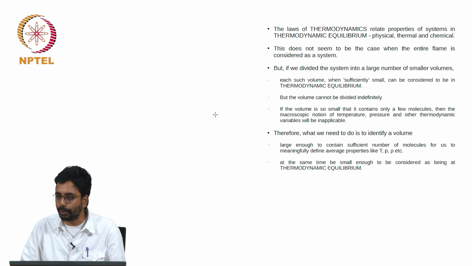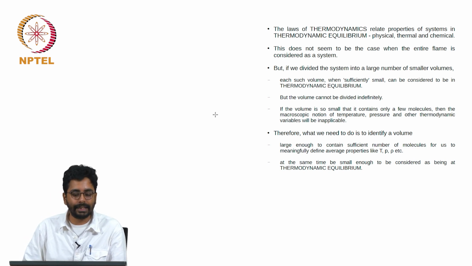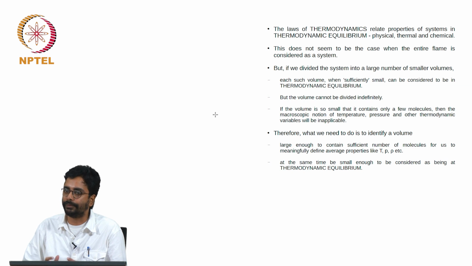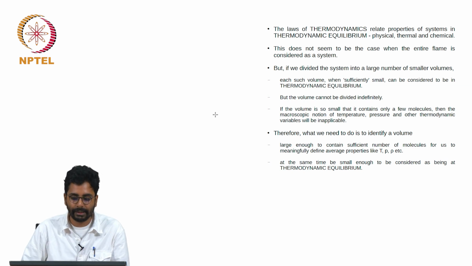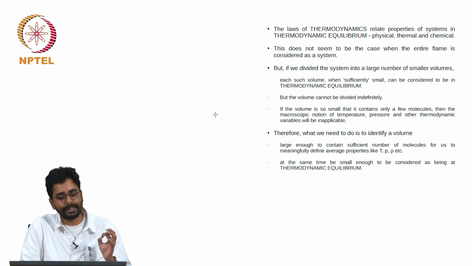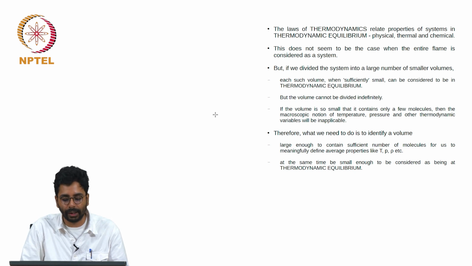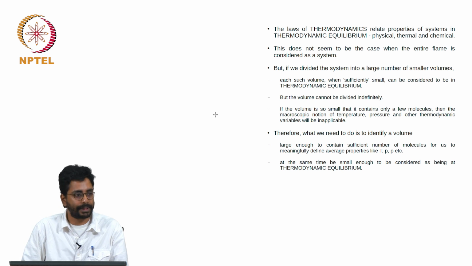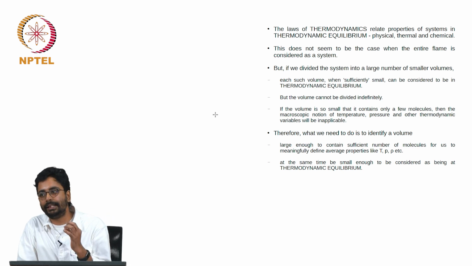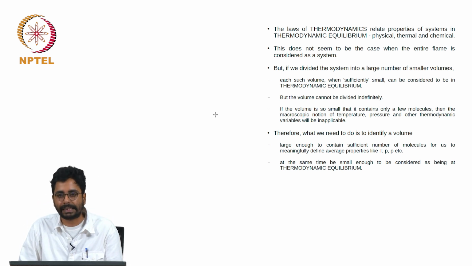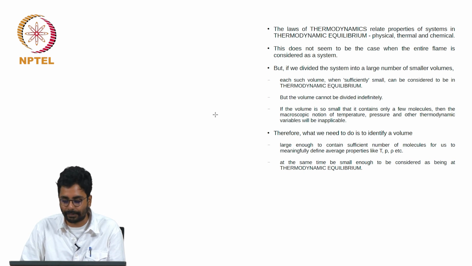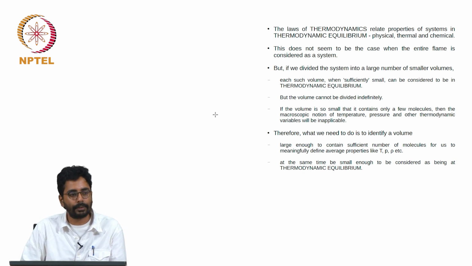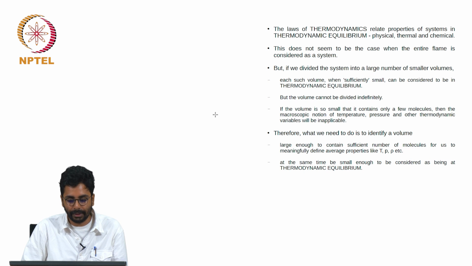But what we could do is, if we divided the system into a large number of smaller boxes, such that each small box or each small volume can be considered to be in thermodynamic equilibrium. This box has to be sufficiently small. We will precisely define what we mean by sufficiently small for it to be considered in thermodynamic equilibrium.